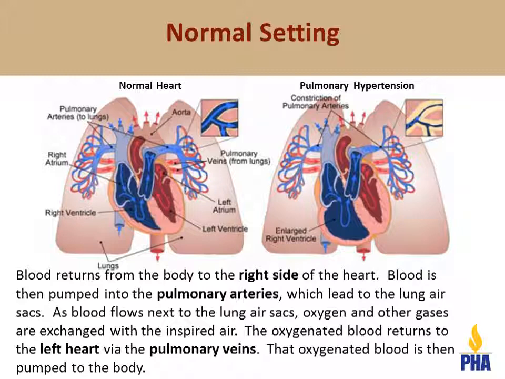The heart and lungs are intimately related. The heart can simplistically be thought of as having two sides, a right side and a left side. In healthy individuals, blood returns from the body to the right side of the heart. Blood is then pumped into the pulmonary arteries, which lead to the lung air sacs. As blood flows through the arteries next to the lung air sacs, oxygen and other gases are exchanged with the air we breathe. The blood with oxygen then returns to the left heart via the pulmonary veins and is then pumped to the body.